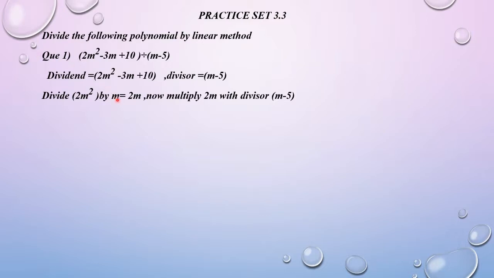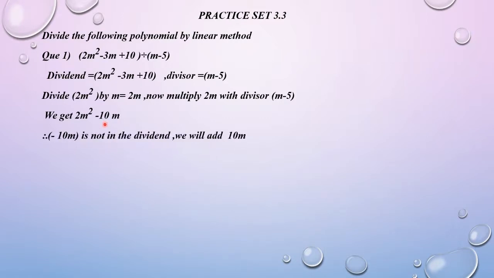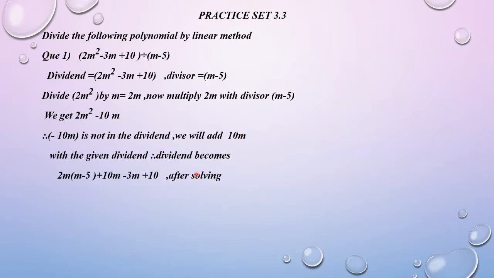Now after that we will multiply the quotient 2m with the divisor (m - 5). So we are getting 2m^2 - 10m. Now this -10m is not in the dividend, so we will add +10m to the dividend. So our dividend becomes 2m multiplied by (m - 5).